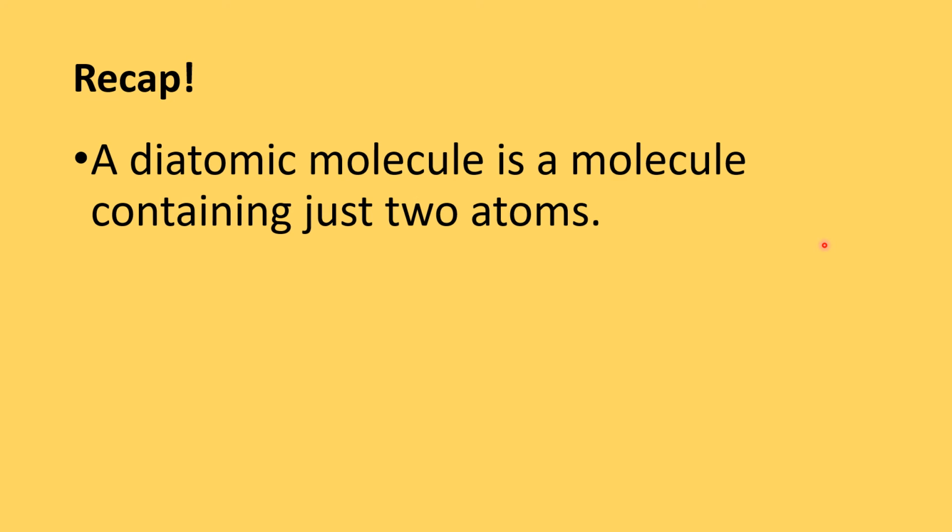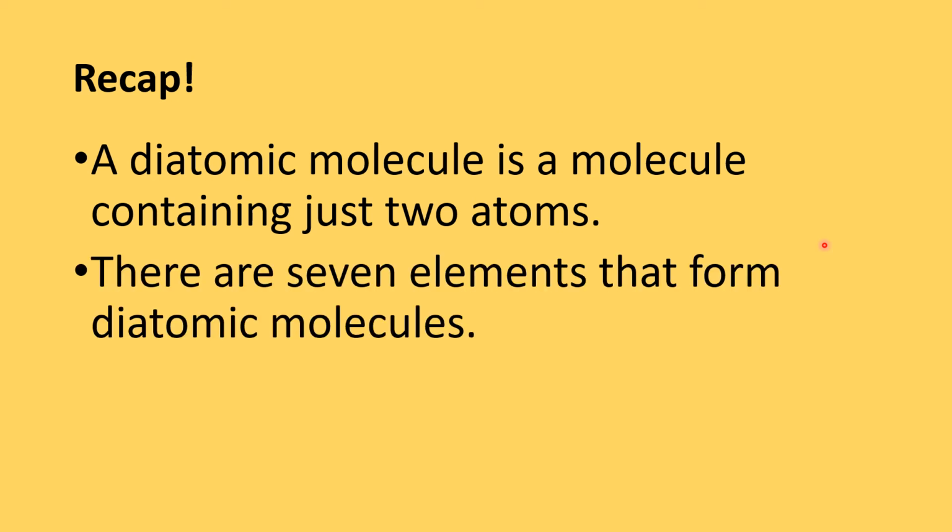So I did say it would be a quick video. Here's a quick recap of what we need to know in terms of diatomic molecules. So the first thing is that a diatomic molecule is a molecule containing just 2 atoms. They don't have to be the same 2 atoms, they can be different. So for example, carbon monoxide is C and O, whereas fluorine is F and F. It's just the case that the 2 atoms are joined together, there's nothing else there, they are a diatomic molecule.